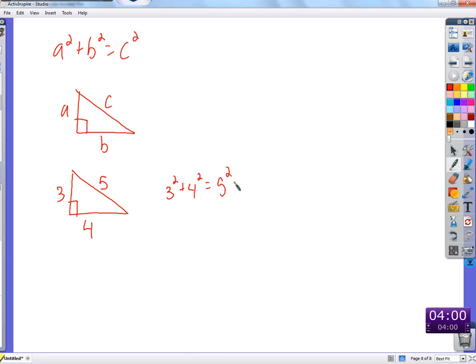Does Pythagoras' theorem hold up? We've got 9 plus 16. That does equal 25. So yeah, it does work for this example. If you did have a triangle with 3, 4, and 5 sides, one of the angles would be a 90 degree angle. So, yeah, this is true for all right triangles. That's pretty neat. Okay, so Pythagoras.